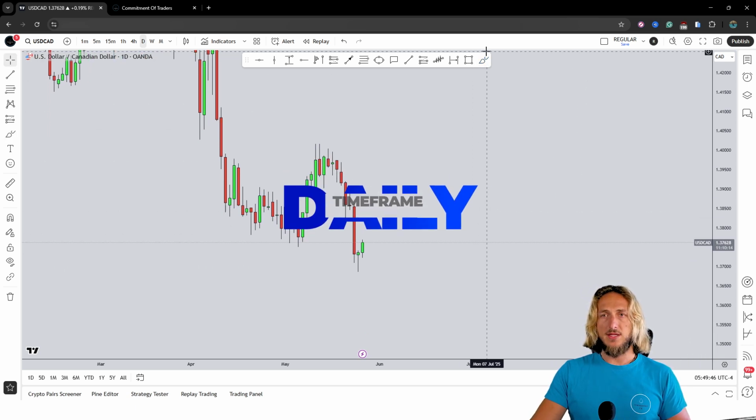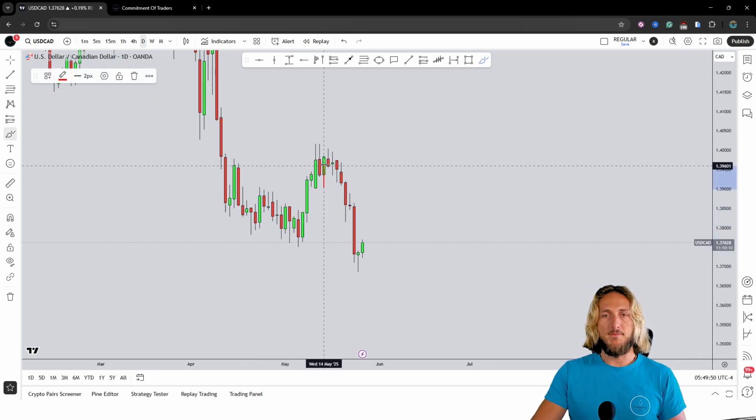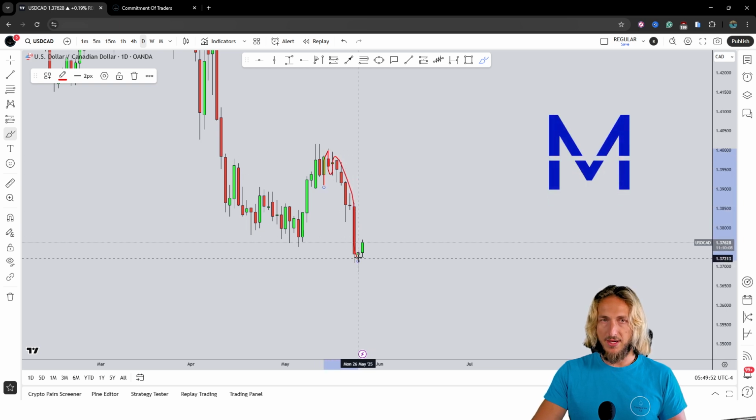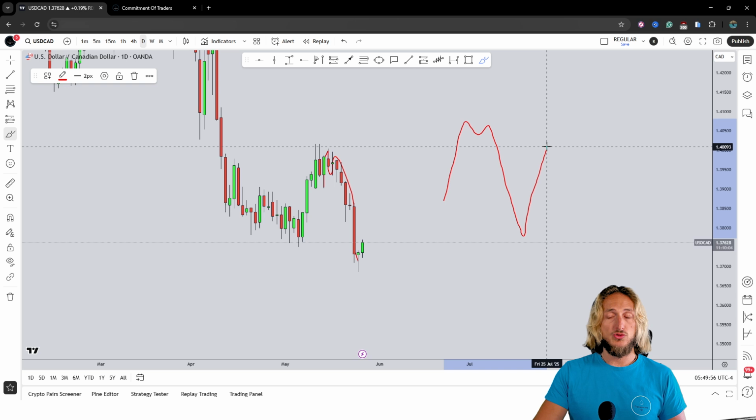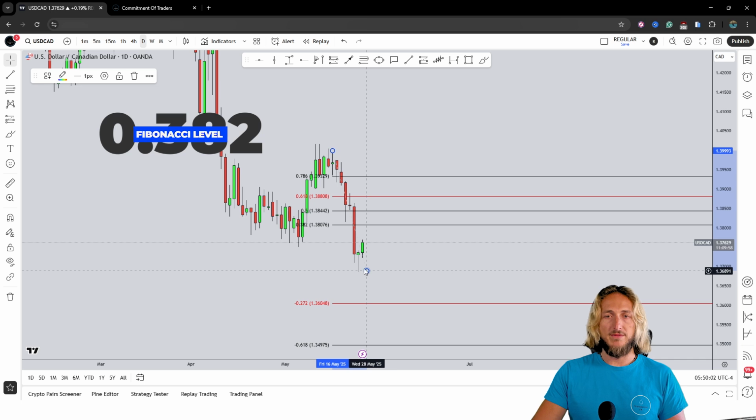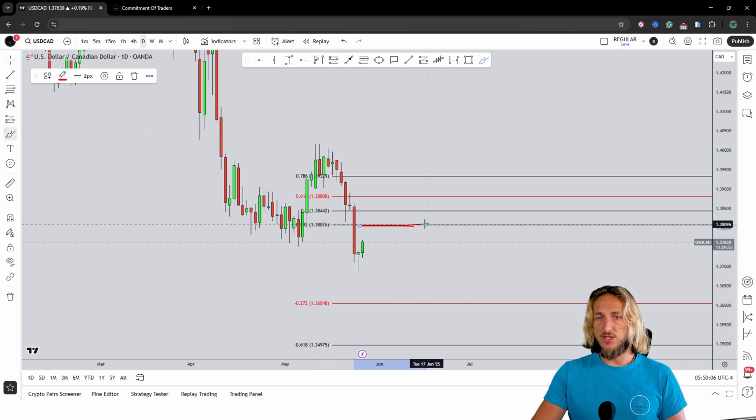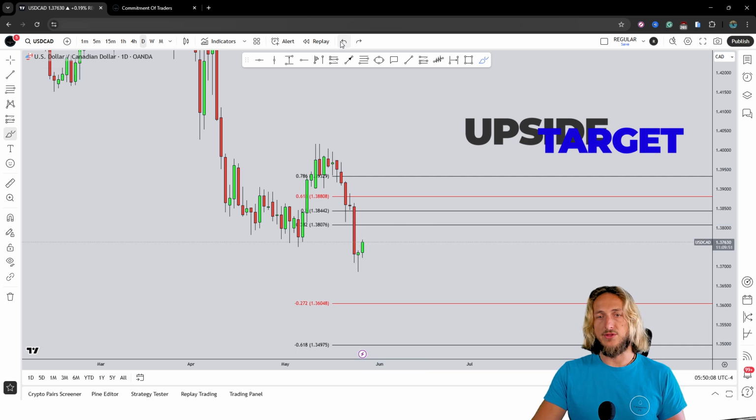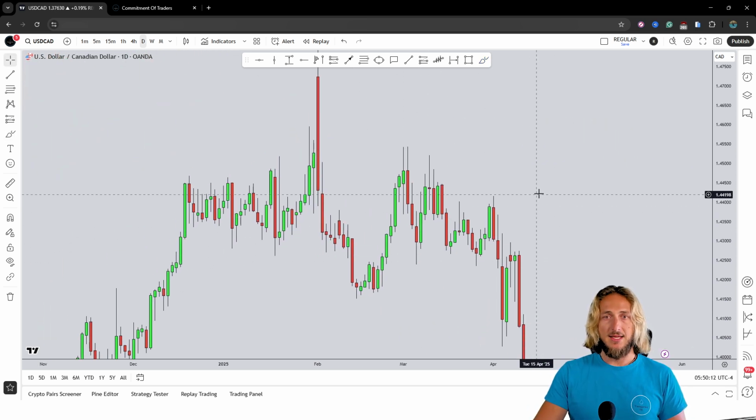From a daily perspective, what we can notice is that all this move to the downside created a massive overextended M pattern. Now, in general, after the creation of an overextended M pattern, usually the market follows with a correction, precisely a correction at least to the 0.32 of the Fibonacci taken on the impulse leg, in my experience. So this would give an upside target of around this area, which in my opinion has a good probability of being hit. Let me show you an example.